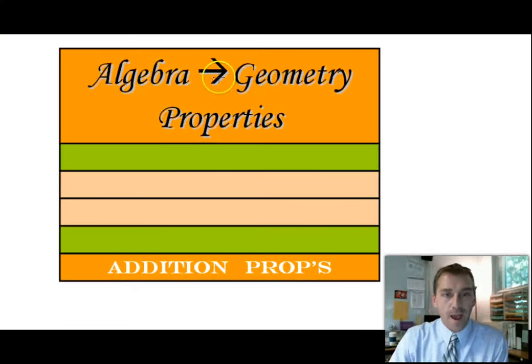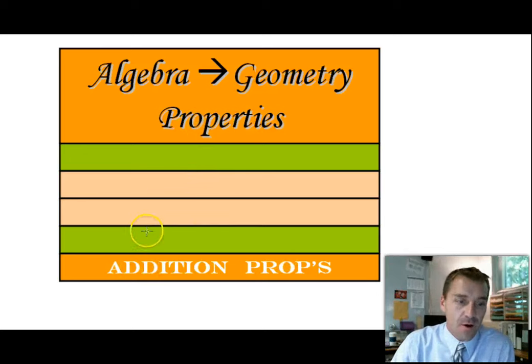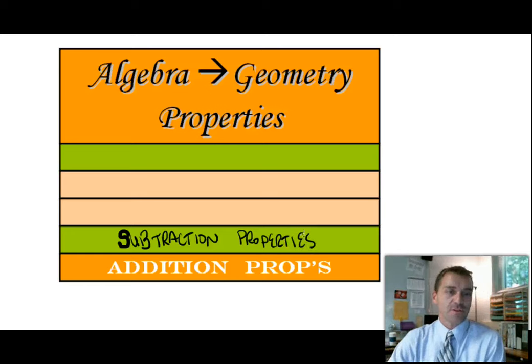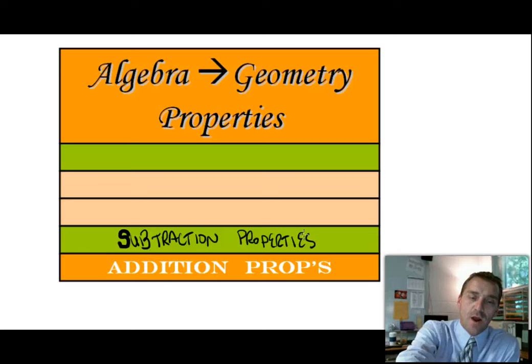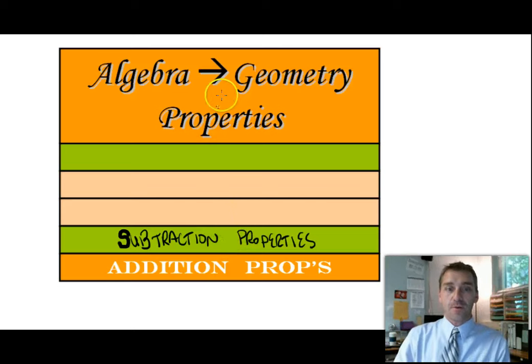On to your foldable, algebra to geometry properties. We've done addition properties. Now on this flap right here, we're going to put these subtraction properties. Let's rock and roll. Put your finger on subtraction properties and flip up everything else. I'm actually pointing to the screen, and it does you no good to see me do that. So you put your finger on subtraction properties, grab hold of the rest of it, flip it all up, and let's dive in.